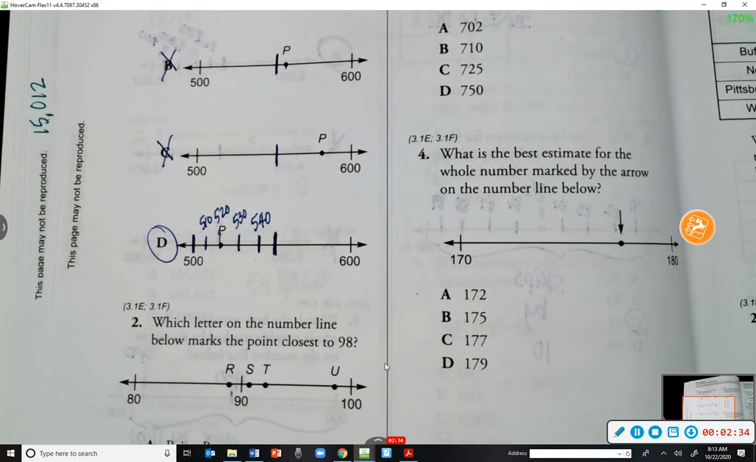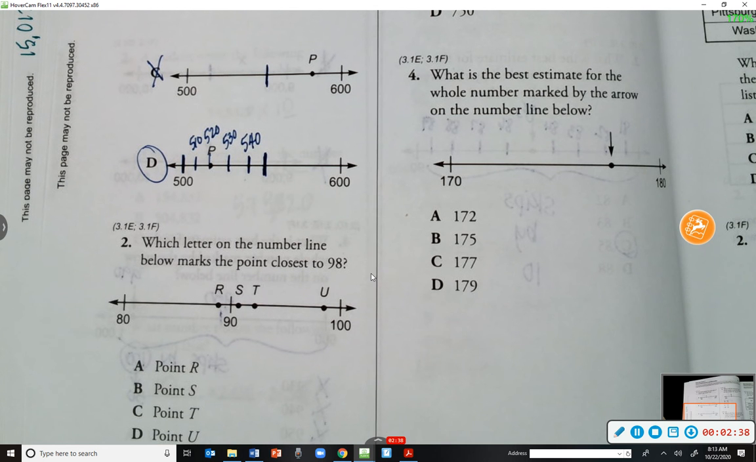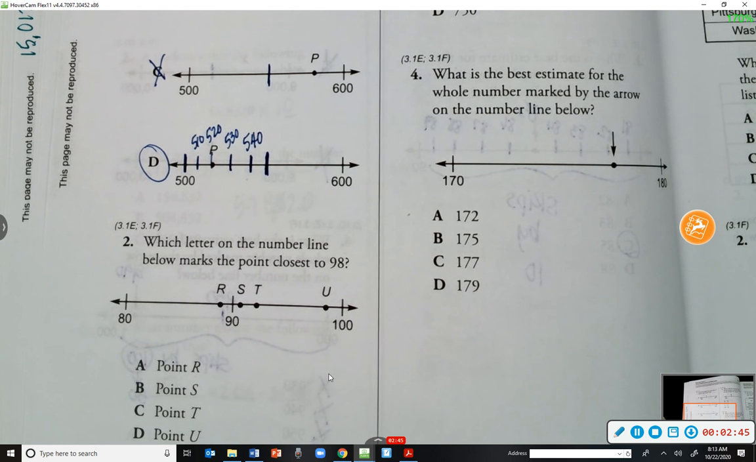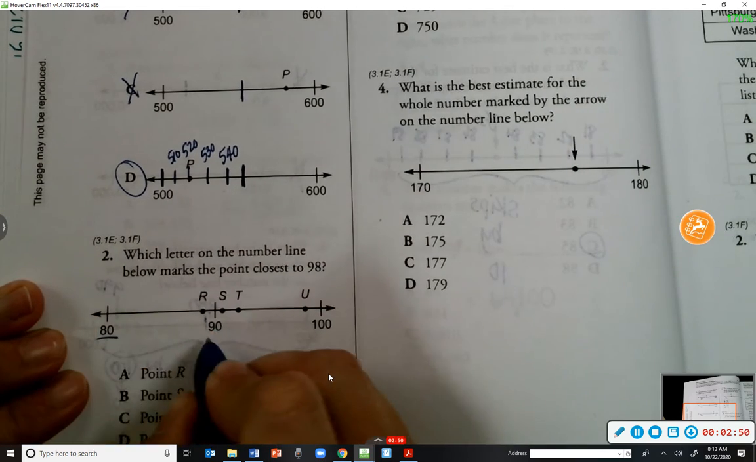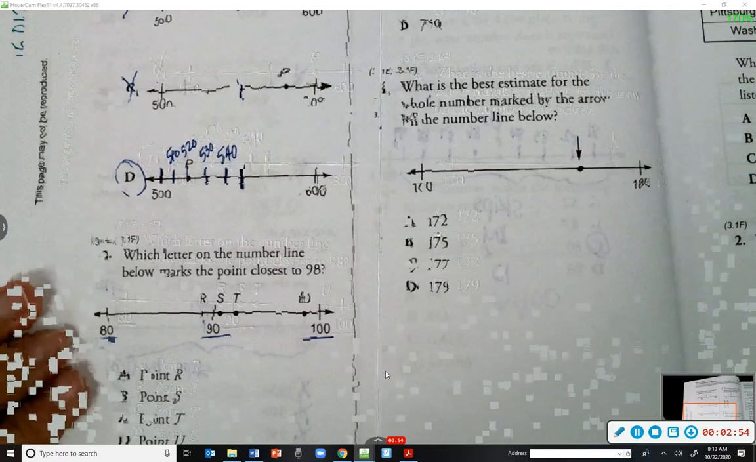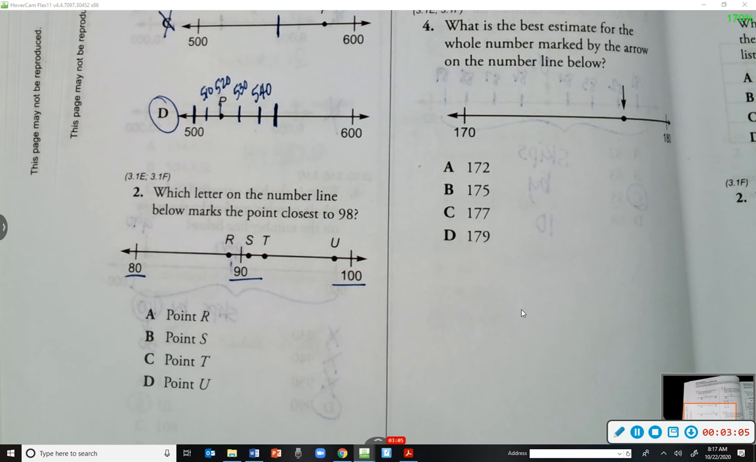Good. Okay, number 2. Which letter on the number line below marks the point closest to 98? Okay, now we're looking at what they're skipping by first. I can see that it has an 80, a 90, and then a 100. So if it has 80, 90, and 100, what are they skipping by on the number line? It's skipping by 10.